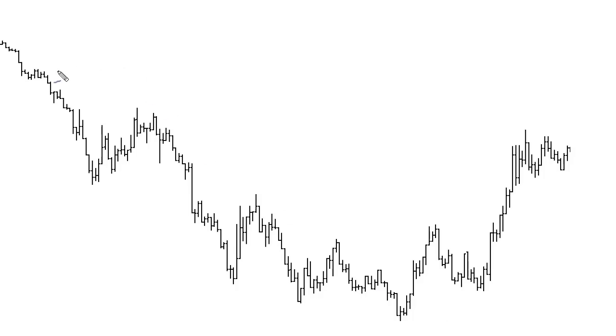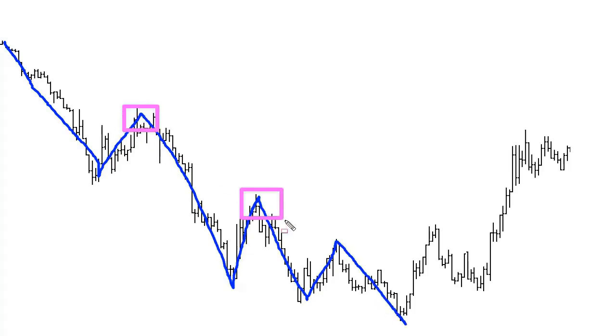But look what's happening here. What do we have here? We had a move down, rallied up. We made a lower high and then ripped back down, didn't we? And then another lower high and ripped back down. Another lower high and we ripped back down. So we're in a downward trend.